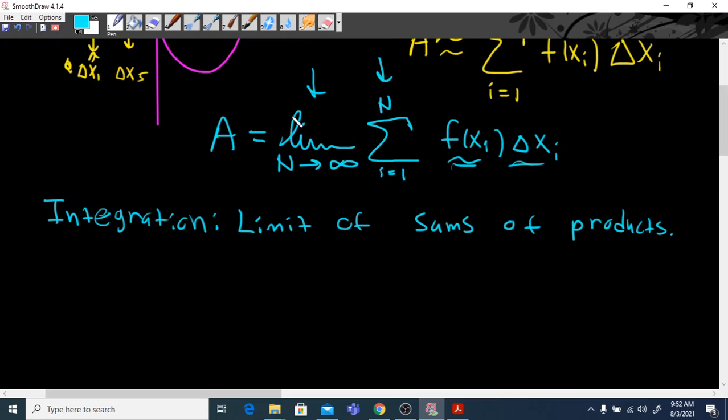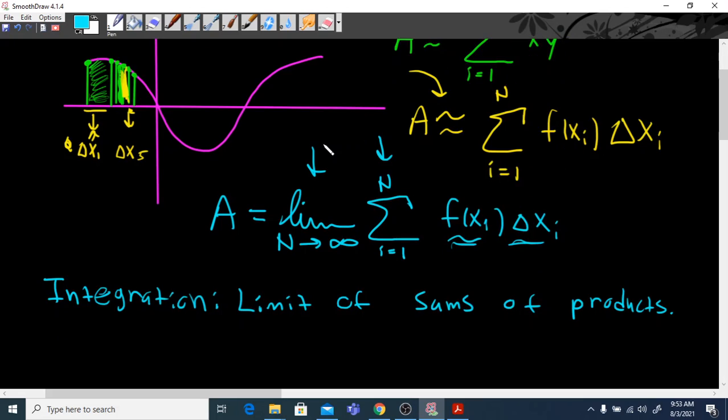It does need to be this type of limit, either the limit as n approaches infinity, or the limit as the width approaches 0. So this is the exact definition of integration. Now the only thing we really have to work out is what's up with n here.